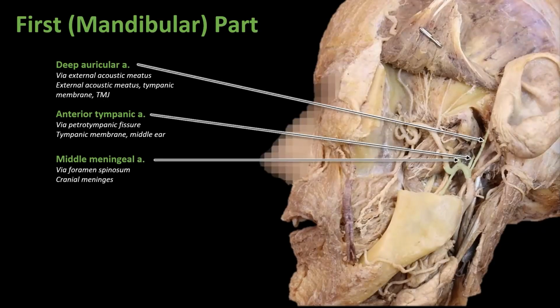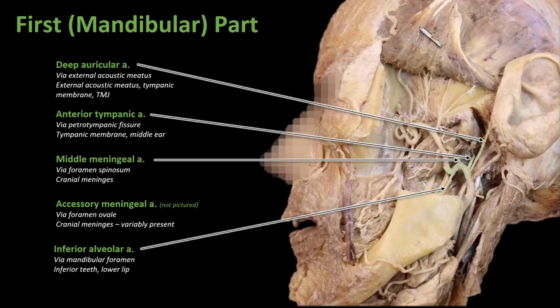We have the middle meningeal artery, which travels superiorly through foramen spinosum and will supply the cranial meninges. And we also occasionally find an accessory meningeal artery, which will also supply those same meninges. It's variably present, and in this donor, it was not present. And finally, we have the inferior alveolar artery, and that will travel with the inferior alveolar nerve into the mandibular foramen, and it will supply the mandibular teeth.